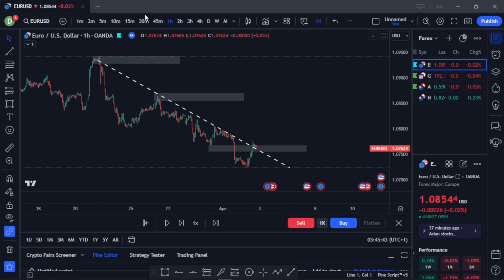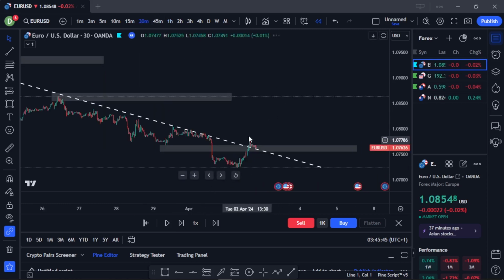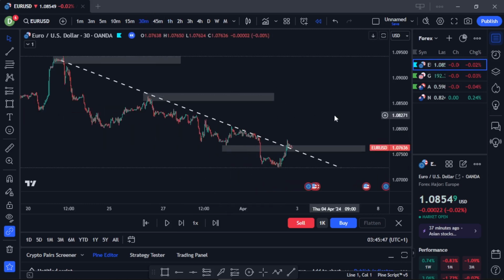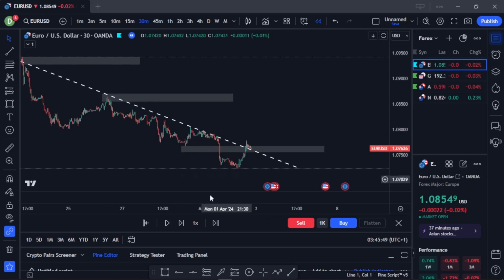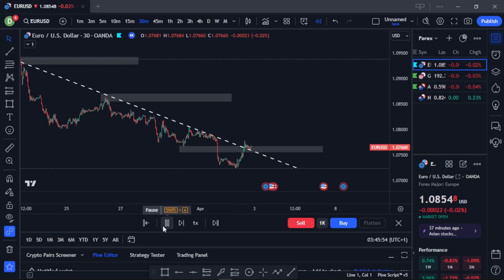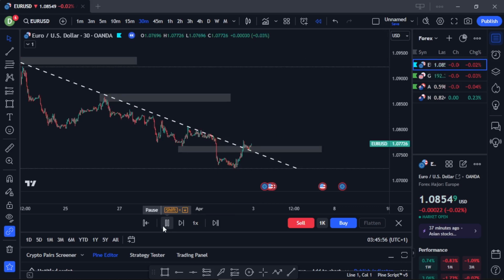So this is a 1 hour chart. Let me just go back to a lower time frame. I want to show you the importance of using key levels as your take profit areas, because when you use key levels as your take profit area, it gives you the opportunity to get out in a safe zone even when the market did not hit your main take profit.